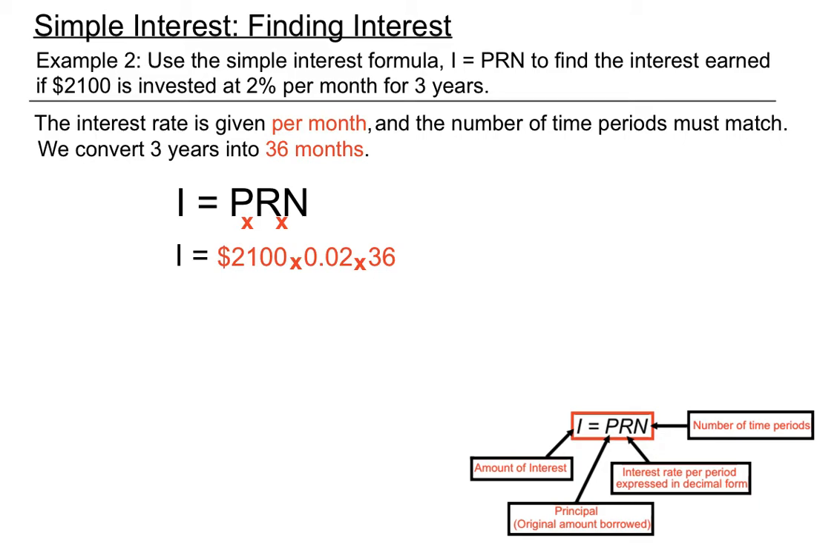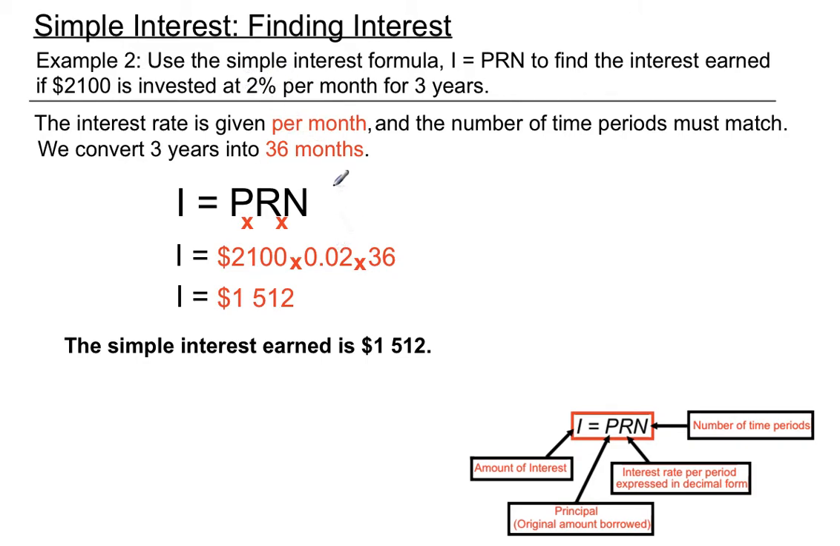So times 36, and the final amount of interest earned there is $1,512, and we'll write it out as a sentence. So a couple of key bits there. We once again turn 2% into a decimal, and so that we have months for the interest rate and months for the time period, we converted 3 years into how many months? So you can use your calculator there if you need to. 3 times 12 is 36. So it's 36 that goes in here, even though the question had 3, so that we're talking months in both cases.